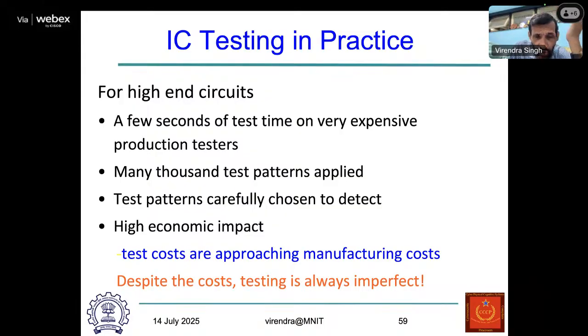So test costs are approaching, as we discussed, the total design and manufacturing cost.